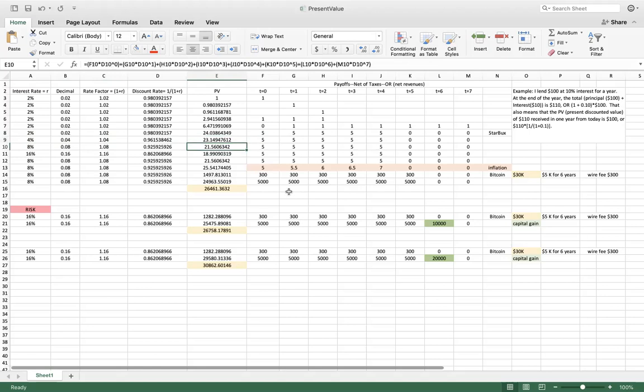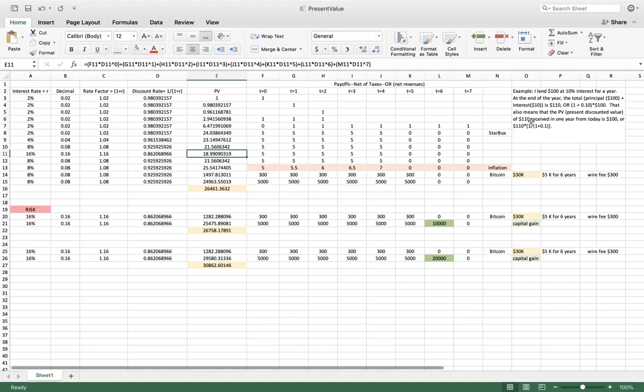And here I've doubled the interest rate again from 4% to 8%, and the value goes down to $21.56. And lastly, I doubled it one more time to 16%, and you can see it's $18.99. So as interest rates go up, the discount rate rises, and so future promises are worth less.